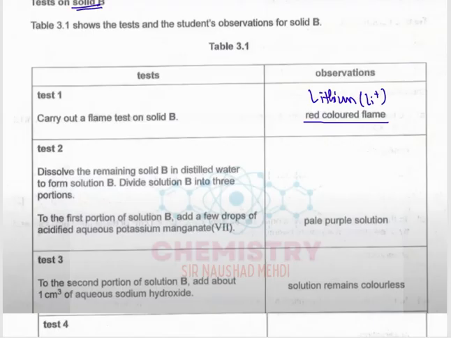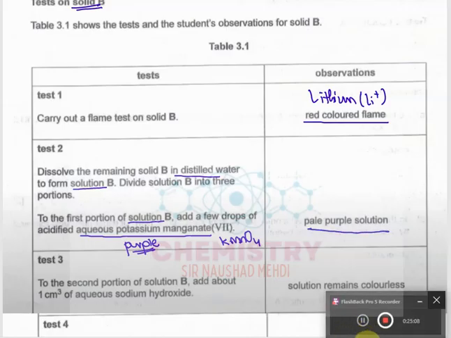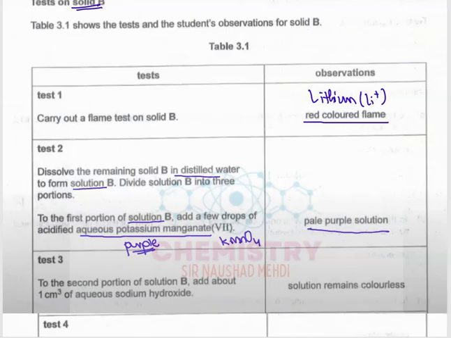Dissolve the remaining solid B in distilled water to form solution B. To the first portion of solution B, add a few drops of acidified aqueous potassium manganate. What is the color of aqueous potassium manganate? It's already purple. You all know that aqueous KMnO4 is purple. What happens? The purple color remains and a pale purple solution forms. It means there is no color change. The color of the potassium manganate remains as it is.